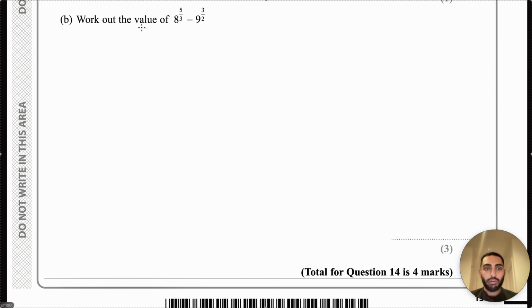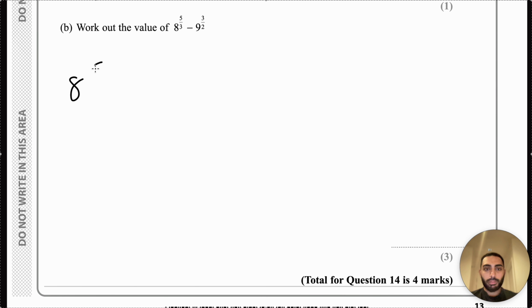Part B. Work out the value of 8 to the power of 5 over 3 minus 9 to the power of 3 over 2. So first thing I need to consider, because I'm looking at fractional indices, this bottom number, this denominator, is telling me the root, and this top number is telling me the power that I need to raise it to. And normally I like to do this one first because it'll make the number smaller, and this one second. So we'll do these separately and then we'll combine them at the end.